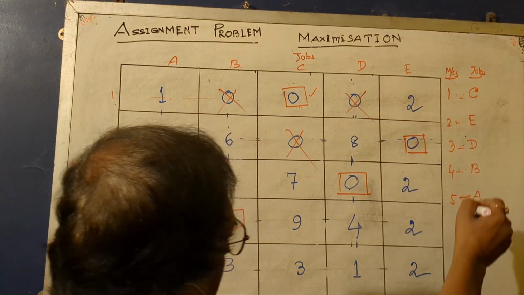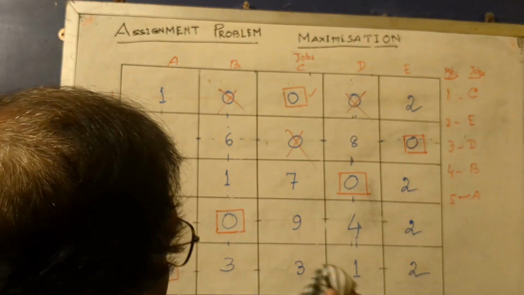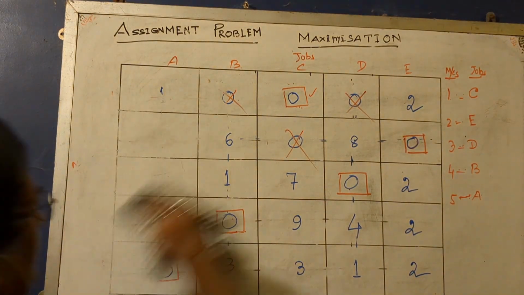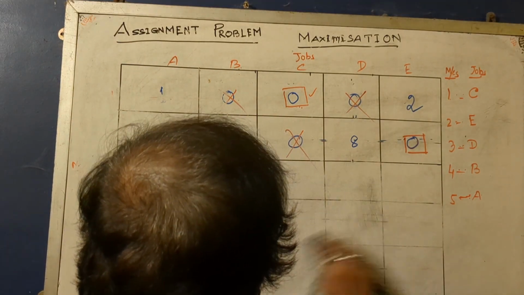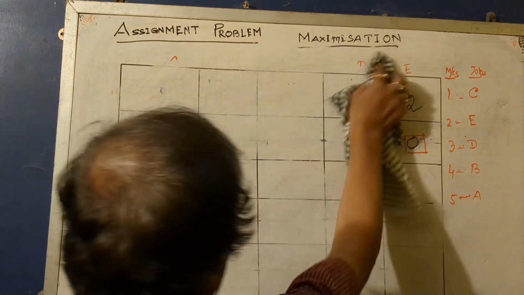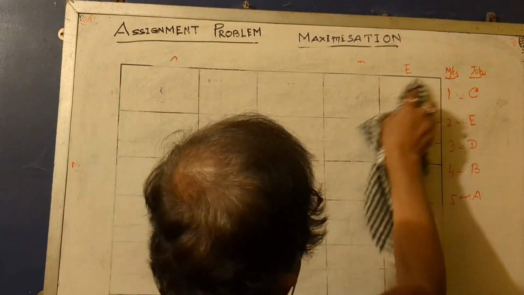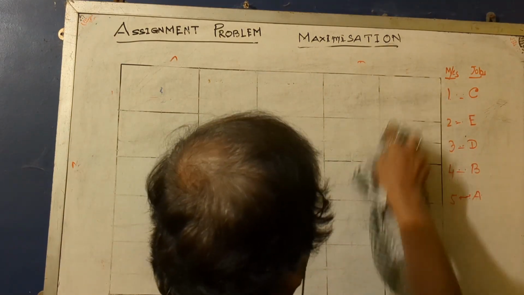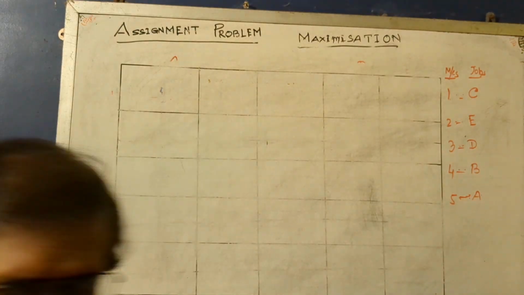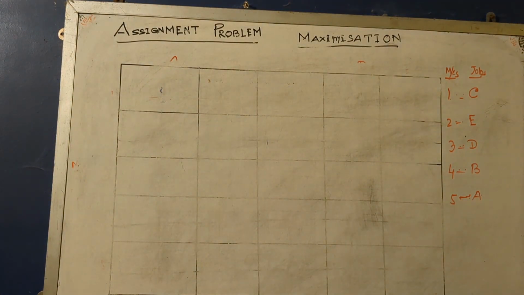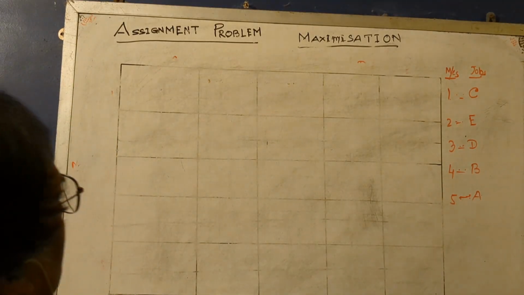How will we allocate? That I have noted. Now what will be the maximum profit? This is the allocation, and now I am going to find out the maximum profit. How do we calculate it? That I am going to show you. I am writing it afresh here. That is, your allocation will be in this way.